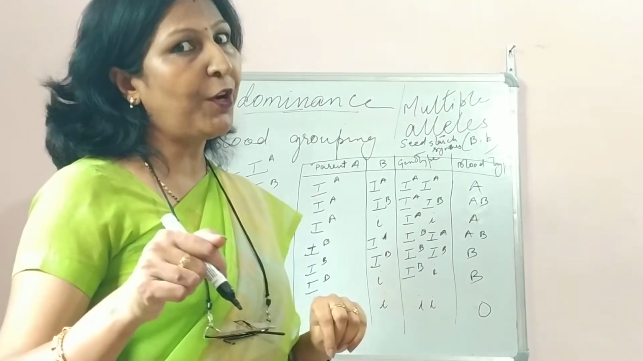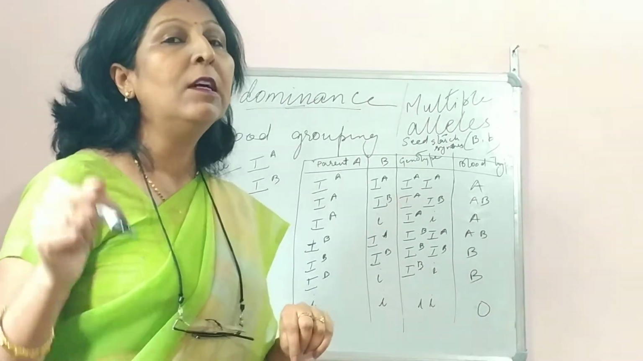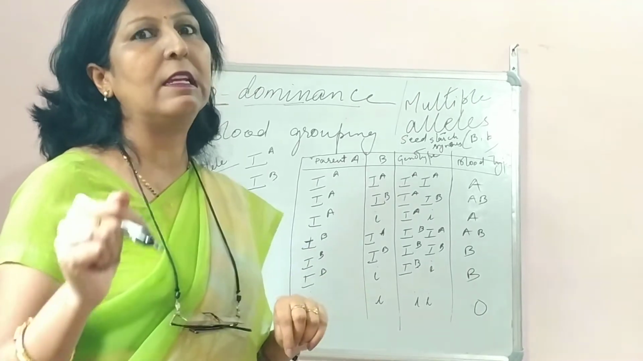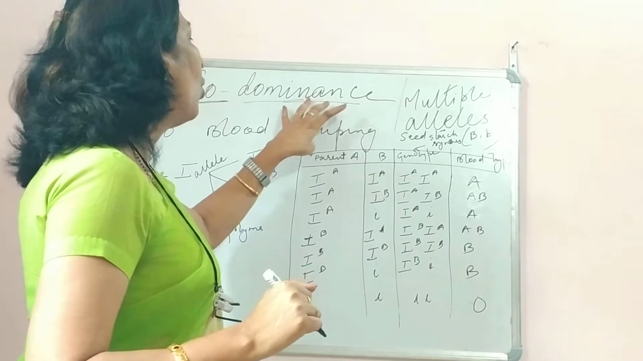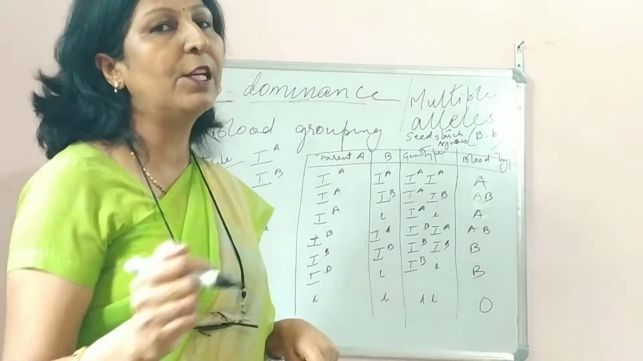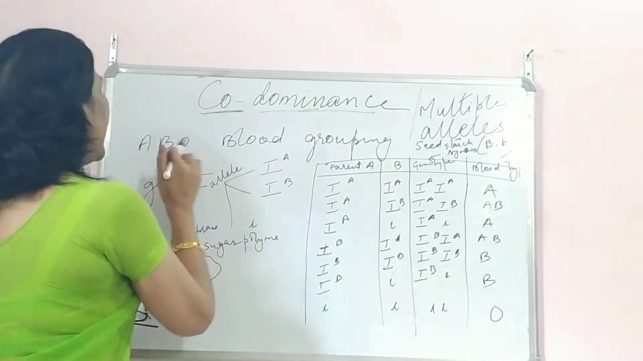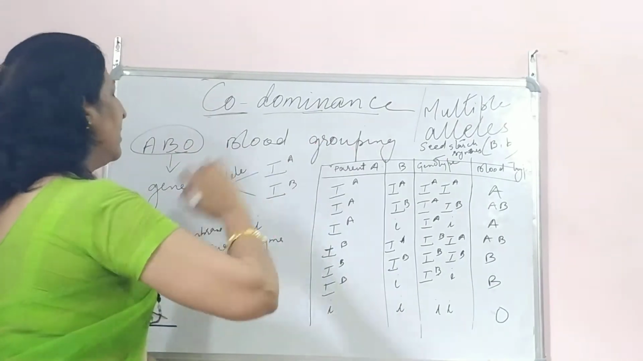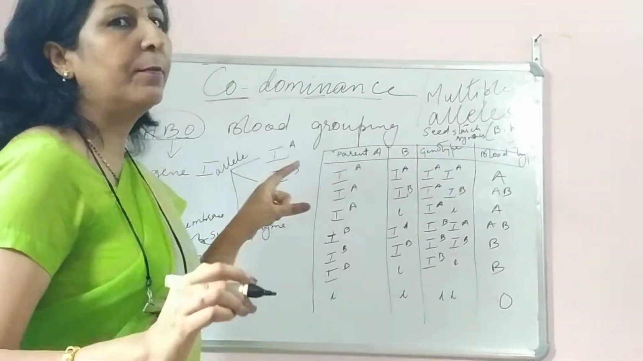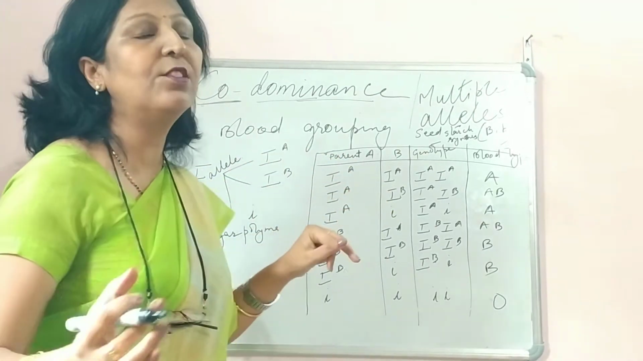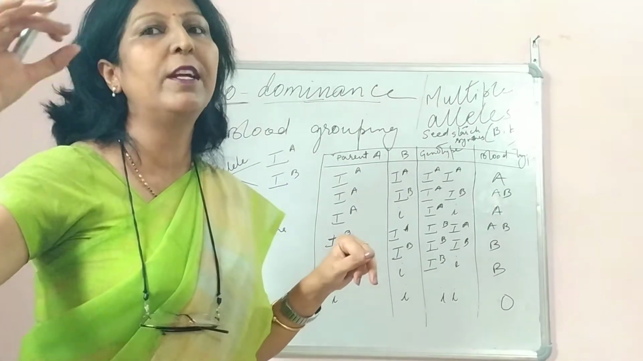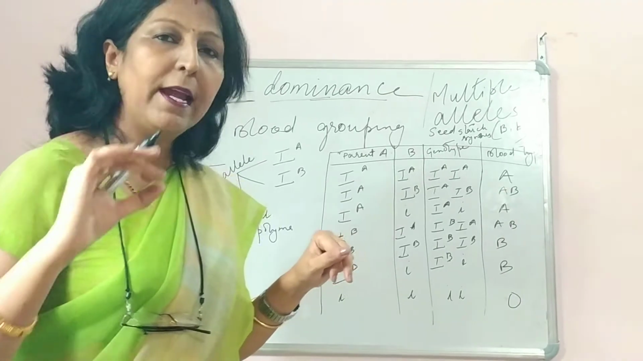Again, it comes for your board exams. They do ask, explain with an example the codominance factor. So for codominance you have to start with the explanation of ABO blood grouping. ABO means the blood groups A, B and O. These are the three genes which are responsible for all the different blood groups which are exhibited by humans.